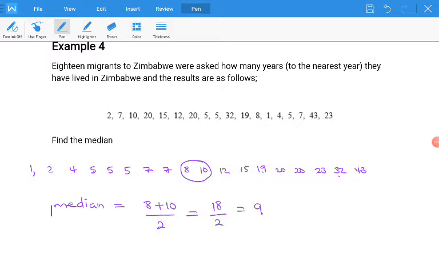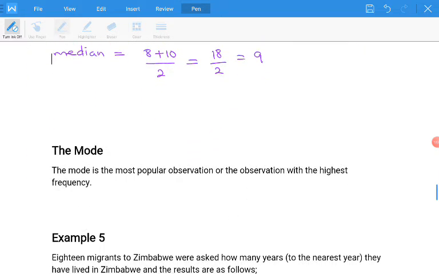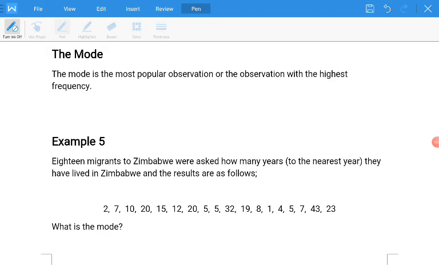Again, if I check on the left hand side, I have 1, 2, 3, 4, 5, 6, 7, 8 observations. And if I check on the right hand side, I have 1, 2, 3, 4, 5, 6, 7, 8 observations again. So let's go on to discuss the mode.